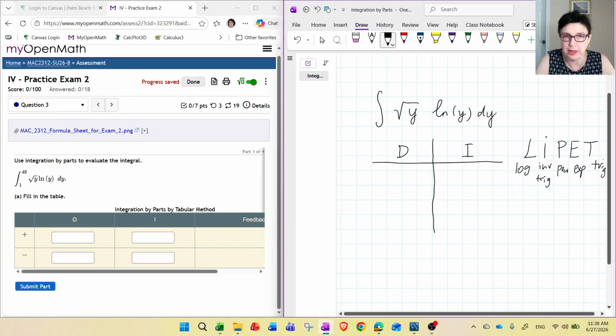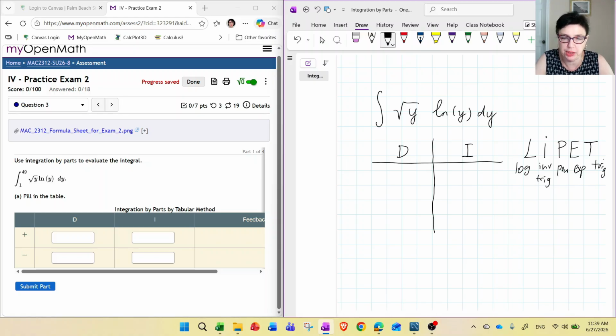Now, what does this mean? It just tells you which function goes where. Whichever function comes first in the word LIPET, that goes in the D column. Here we have square root of y, which you can think of as a power, y to the power 1/2, and natural log. Natural log always goes in the D column. It's never going to go in the I column because it's first. So this is going to be natural log here, and then the square root is going to be in the I column.